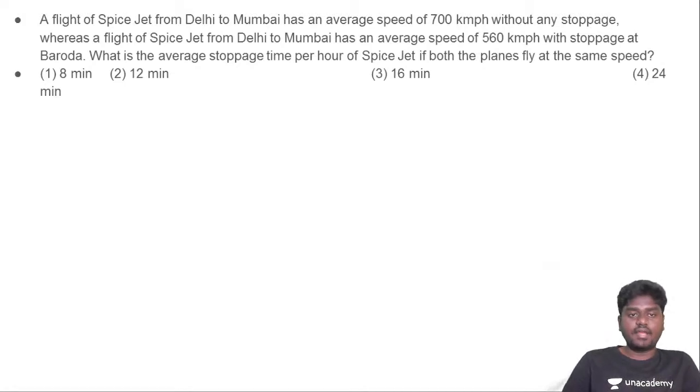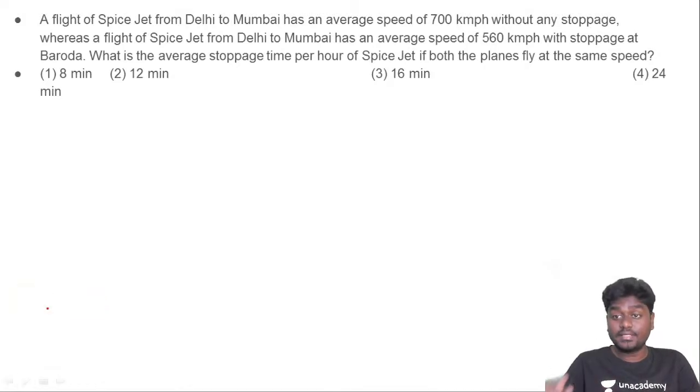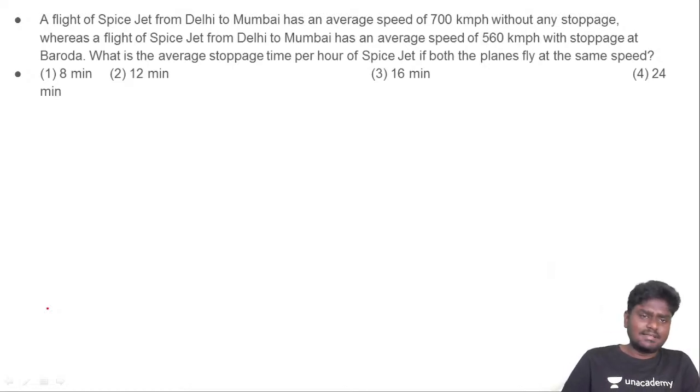A SpiceJet flight from Delhi to Mumbai has an average speed of 700 km per hour without any stoppage, whereas a SpiceJet flight from Delhi to Mumbai has an average speed of 560 km per hour with a stoppage at Baroda. You need to find the average stoppage time per hour of SpiceJet if both the planes fly at the same speed. Just the same way we did the previous one.